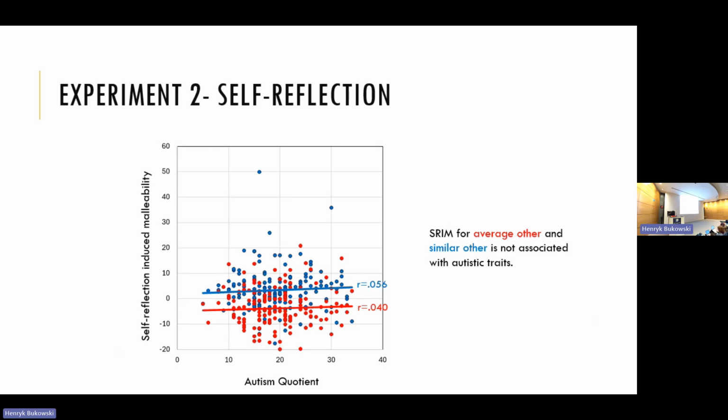Again, we looked at the correlations, and here the self-reflection induced malleability didn't have any significant correlation with autistic traits for either the average other or the similar other.